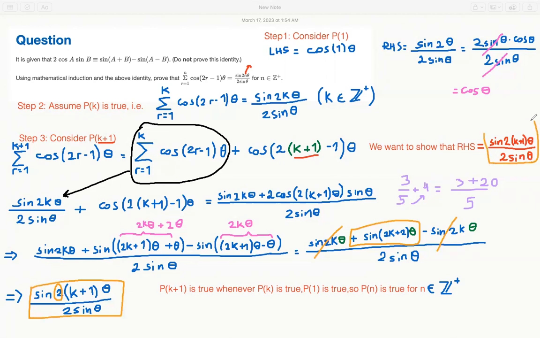So left hand side equals right hand side. Please write this expression once you finish your proof. This is very important; you can use this for any other induction question. Pk+1 is true whenever Pk is true and P1 is true, so Pn is true for all positive integers. I'm going to solve different types of questions on induction, so please check the other videos. Thank you for watching.